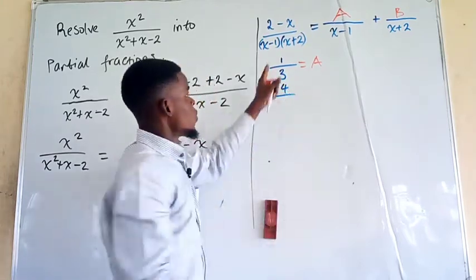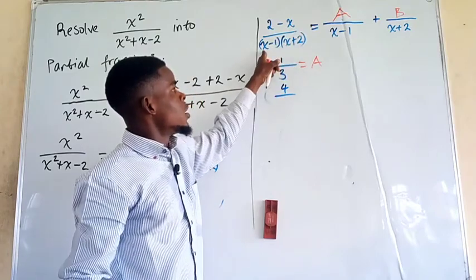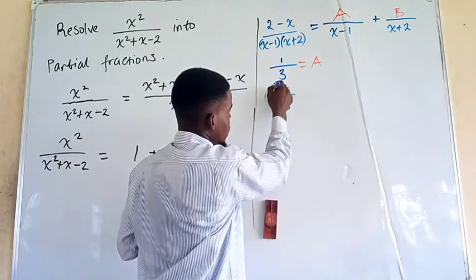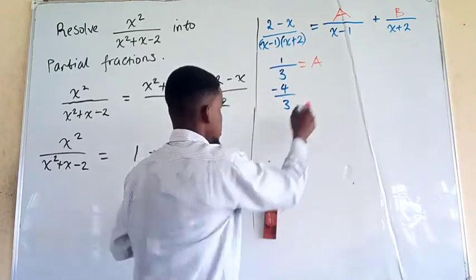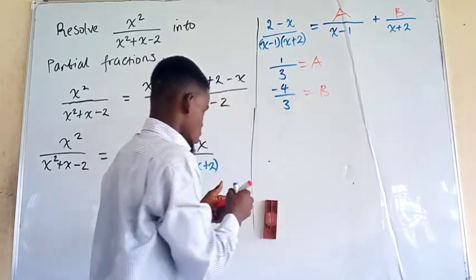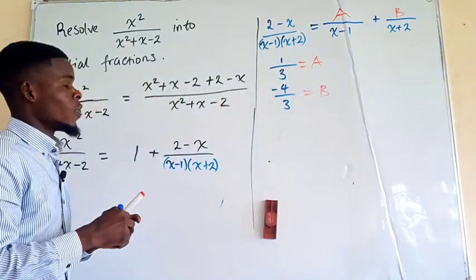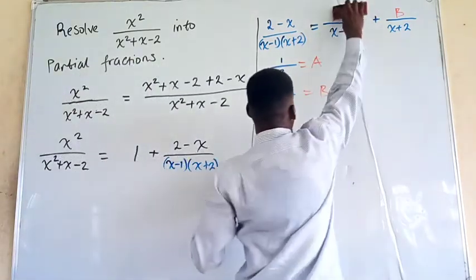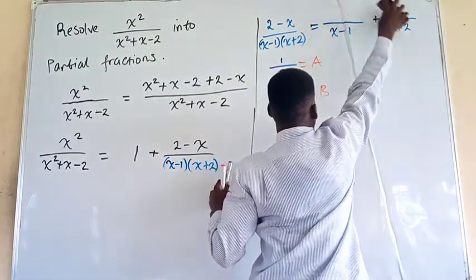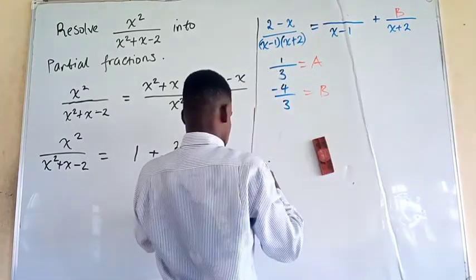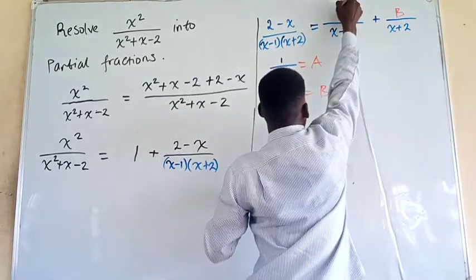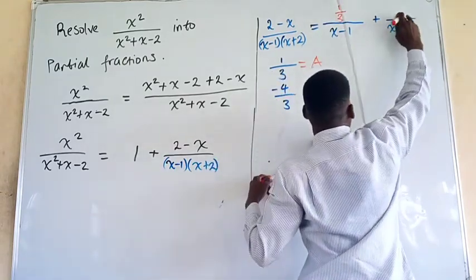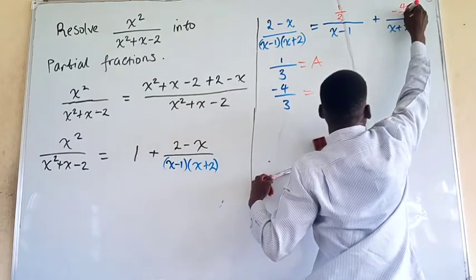Then at the bottom, we cover this up. Then negative 2 minus 1, that is negative 3. So this is negative 3, and that is the value of b. We've successfully solved for the values of a and b. So in place of a, I can just put 1 over 3, and in place of b, I can put negative 4 over 3.